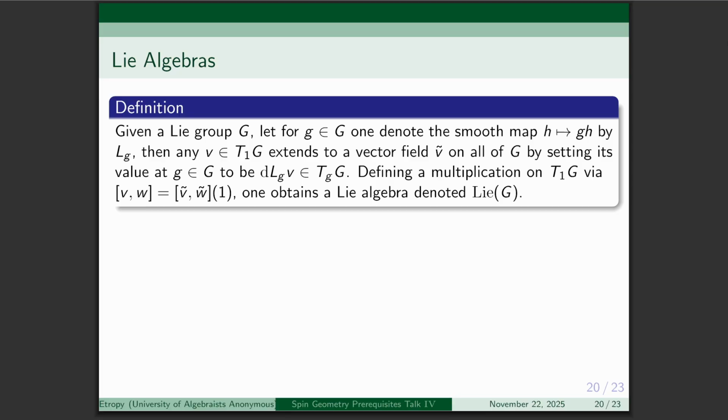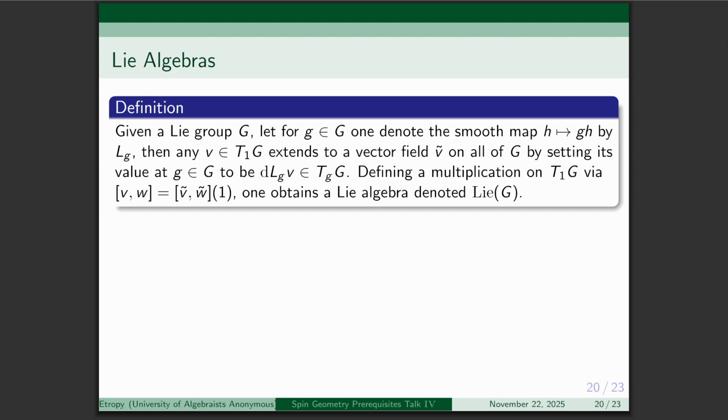So what we can do, instead of working with the whole collection of all smooth vector fields in a smooth manifold, which is a giant infinite dimensional Lie algebra, you can start with a Lie group, and then given any one tangent vector, you can translate it to any other point in your group, any other tangent space.